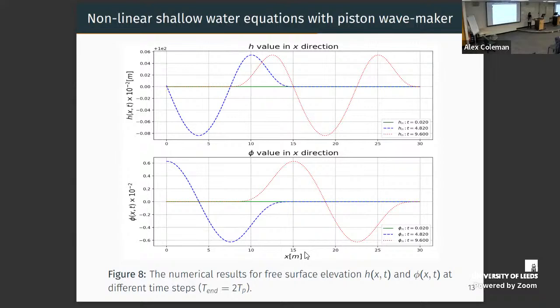And then we stop the wave maker. So you see that this blue line actually moves forward to this red dotted line, which is like the final time step. And then because no wave is being generated, it becomes flat. So you can actually control the motion of the wave maker. You can turn it on, turn it off as you want to generate your waves.